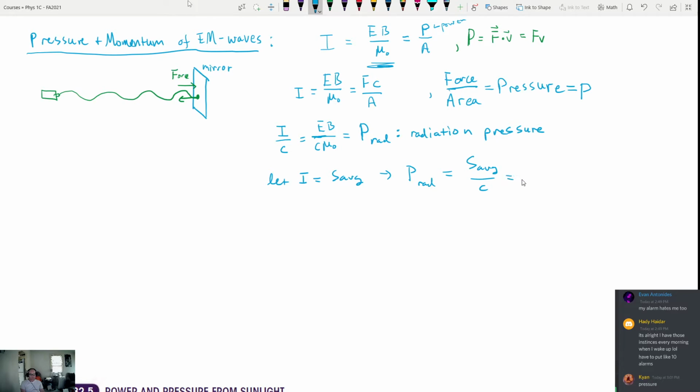Because S average is the one that's like E max, B max divided by 2 mu naught times C. So this is going to be our radiation pressure right here. And there's going to be two possibilities. When you have a situation where the light comes in and reflects off, so if you have pure reflection of a light wave, you're actually going to get extra pressure. The radiation pressure is going to be double this value.